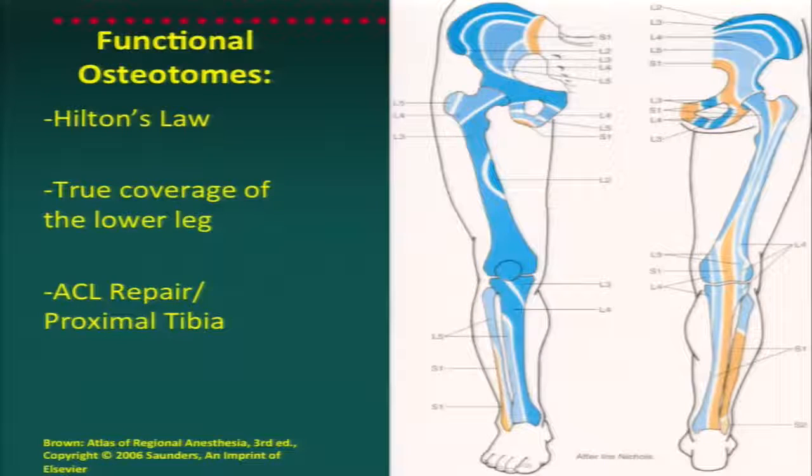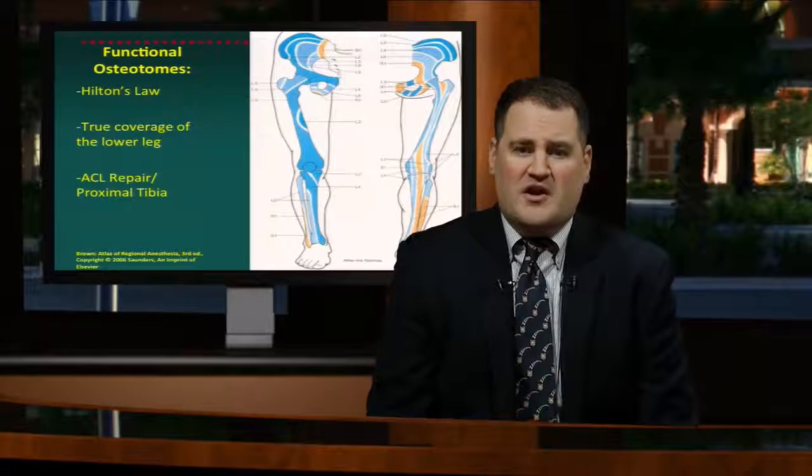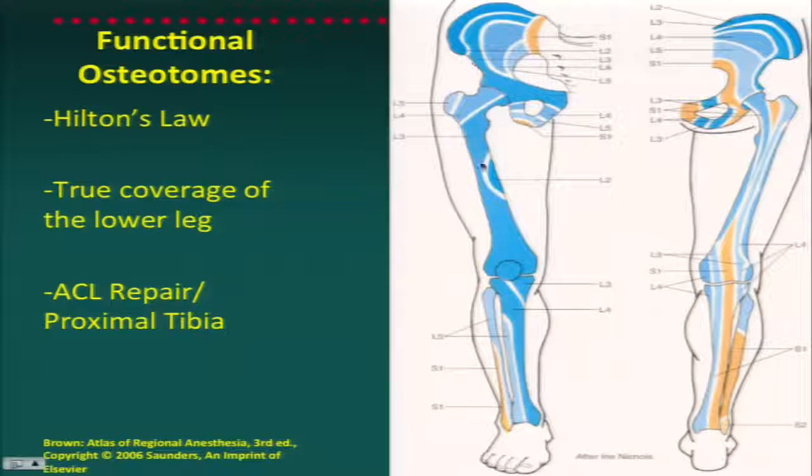The functional osteotomes, or sclerotomes: there's something known as Hilton's law, where if a muscle crosses over a joint, the nerve that supplies that muscle will also supply some innervation of that joint. So for example, the sartorius is innervated by the femoral nerve. In this regard, the sartorius attaches at the anterior superior iliac spine and attaches to the medial tibial plateau, the pes anserinus attachment to be exact. There is some innervation, obviously, of the hip because of its innervation of the sartorius, which is crossing over the hip as well as the knee joint.